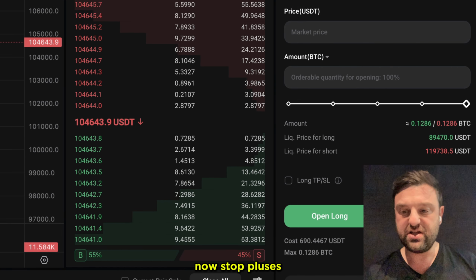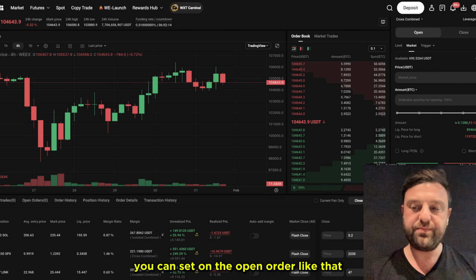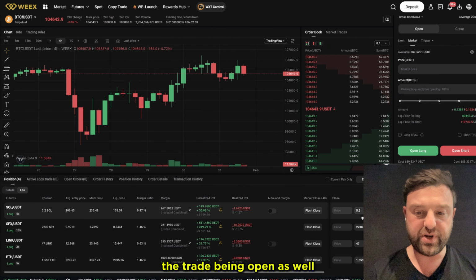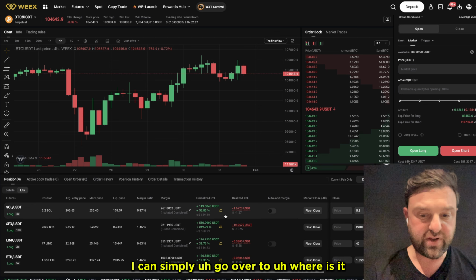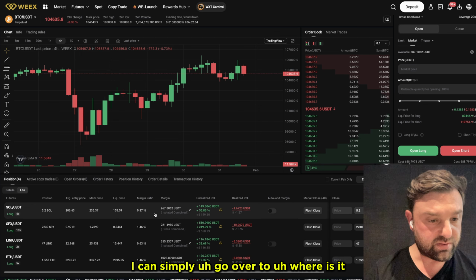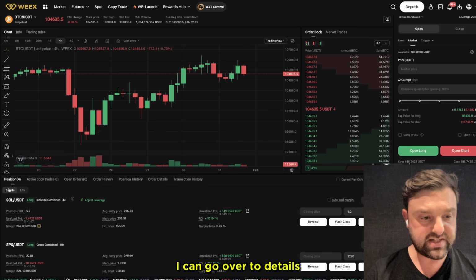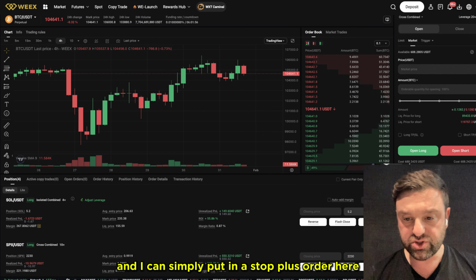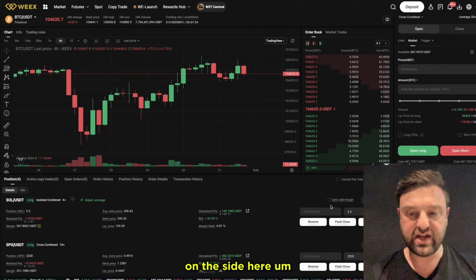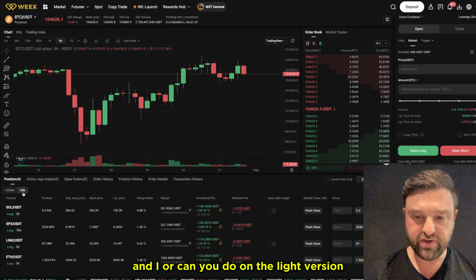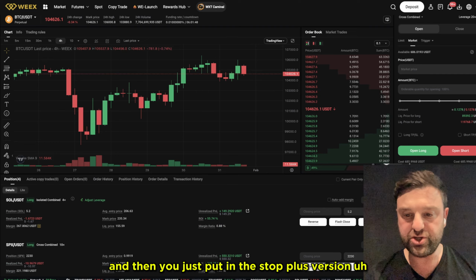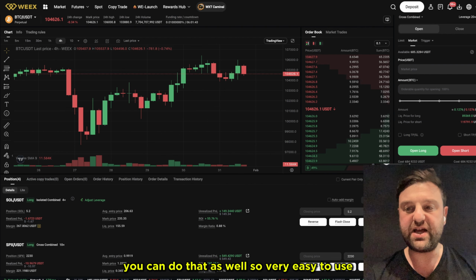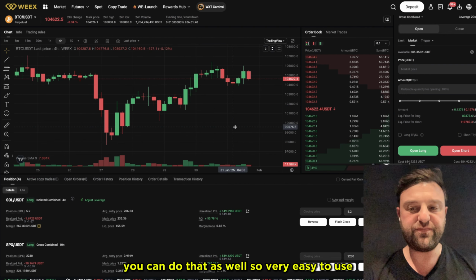Now, stop losses you can set on the open order like that before you open it, or you can actually do it within the trade being open as well. I can simply go over to, where is it? I can go over to details and I can simply put in a stop loss order here on the side here. Or can you do it on the light version? No. So you go to details and then you just put in the stop loss there, or take profit. You can do that as well. So very easy to use, very easy to navigate.